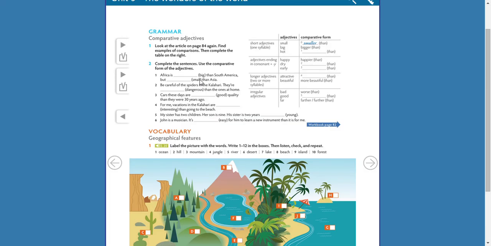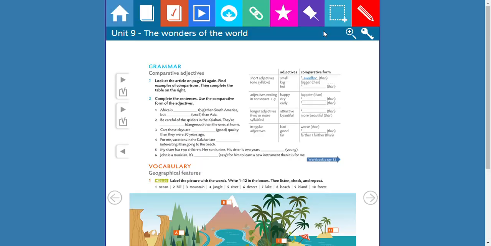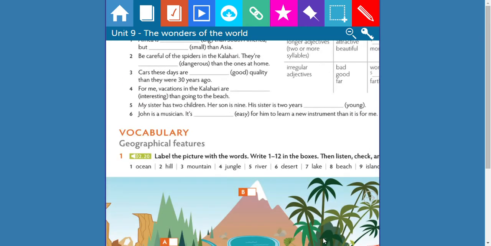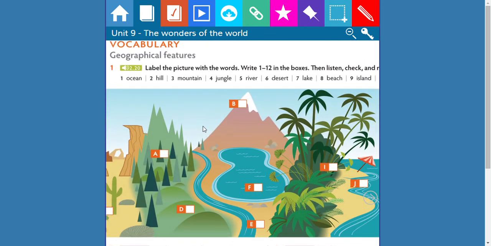Okay, in this part, we're going to continue with a vocabulary part. There is a picture and it says vocabulary, geographical features. Now we're talking about geography and different places. For example, we have ocean, hill, mountain, jungle, river, desert, lake, beach, and island. Once again, listen and repeat.